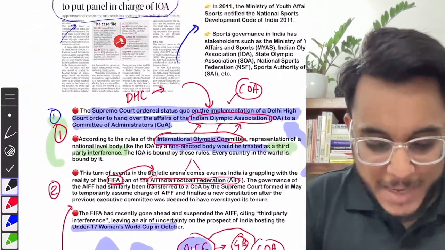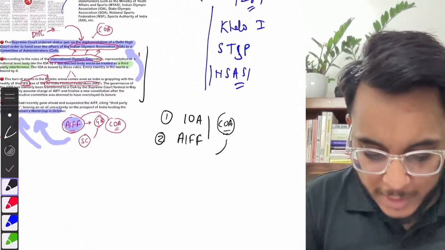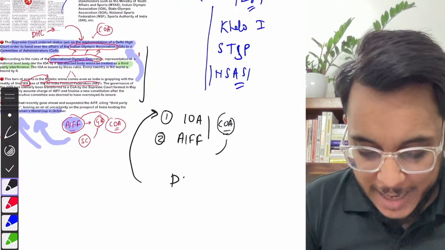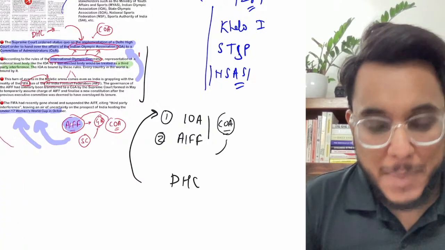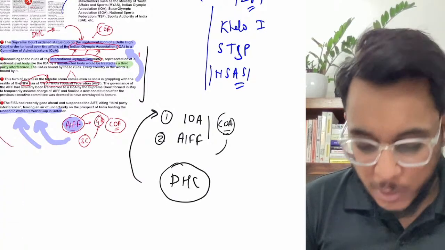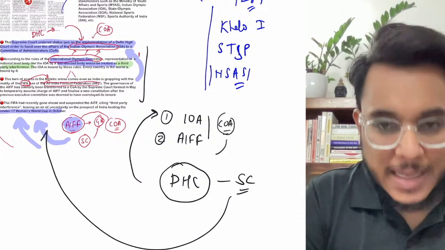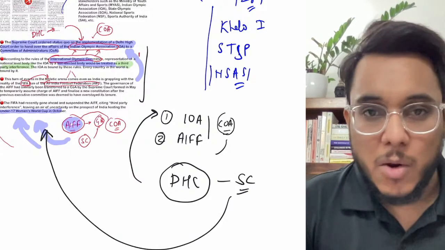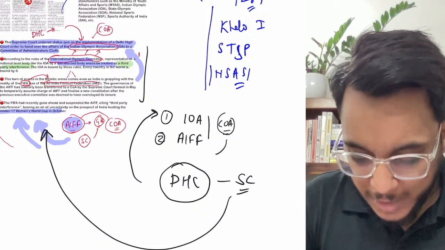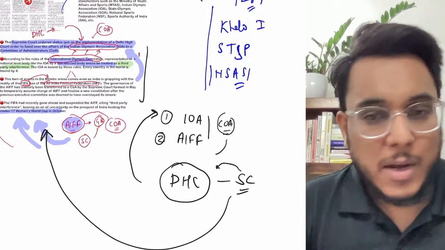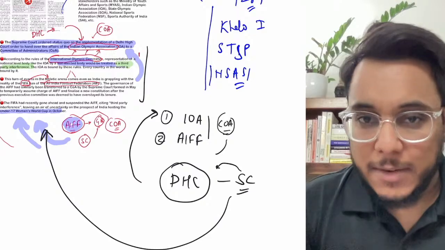Guys, meanwhile in the IOA case, the Delhi High Court, as I told you, ordered the COA, but this decision of the Delhi High Court has been stayed by the Supreme Court, because we have already seen that the AIFF got banned by FIFA 2 days back. So the Supreme Court has said that the Delhi High Court's order will not be implemented, it will be stayed.